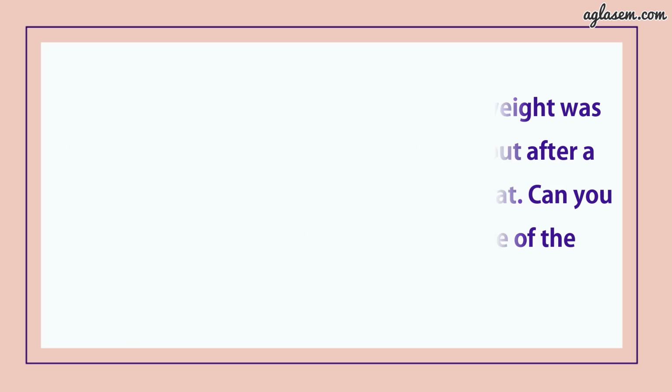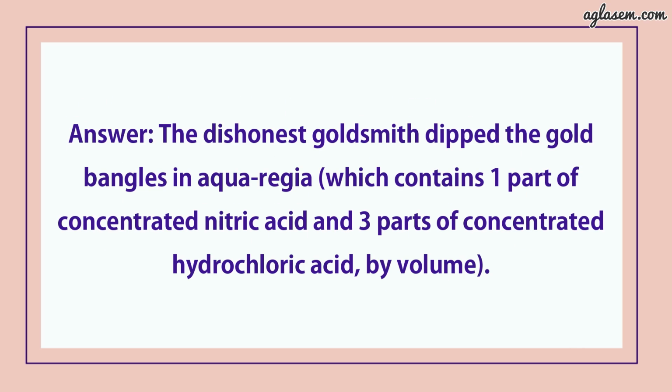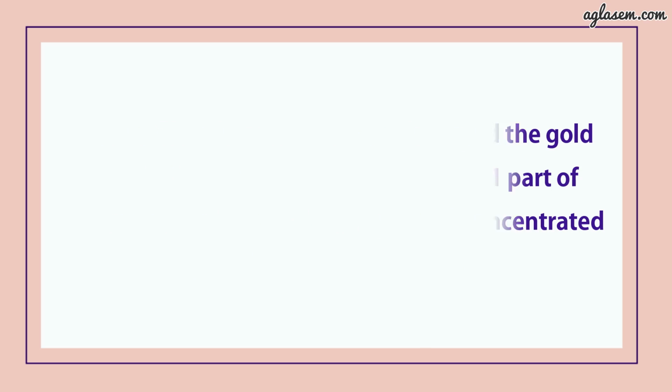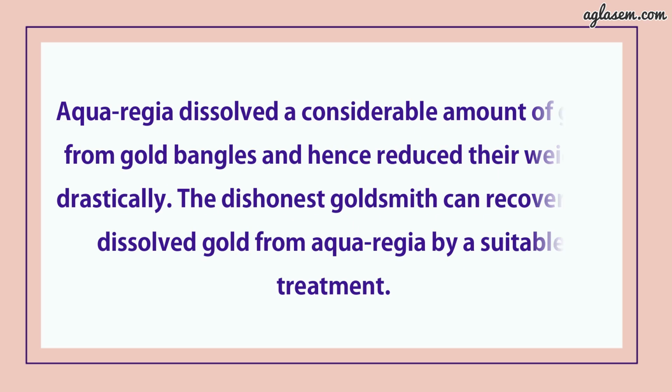Answer is, the dishonest goldsmith dipped the gold bangles into aqua regia, which contained 1 part of concentrated nitric acid and 3 parts of concentrated hydrochloric acid by volume. Aqua regia dissolved a considerable amount of gold from the gold bangles and hence reduced their weight drastically. The dishonest goldsmith can remove the dissolved gold from aqua regia by a suitable treatment.